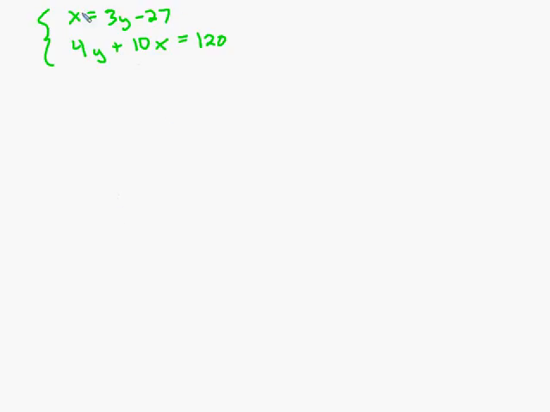Notice, this one's already solved for which variable? X. So wouldn't it make sense, do it the fastest way, wouldn't it make sense to take this stuff and put it in for x down here? So that's what I'll do. I'll do 4y plus 10. Now substitute into parentheses. I replace x with which quantity?